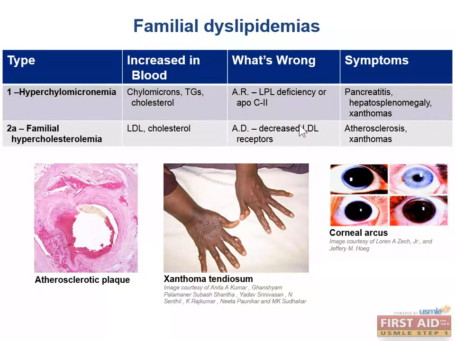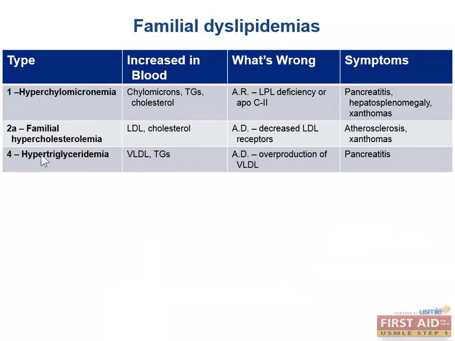Now, type 4 hyperlipidemia, also known as hypertriglyceridemia, is going to be an autosomal dominant mutation. It's characterized by high hepatic production of VLDL. Do you remember what VLDL molecules are primarily made of? Well, they're primarily made of triglycerides. So you'll see the increased triglyceride on lipid profile. This mostly causes pancreatitis. That's really it for the hyperlipoproteinemias.